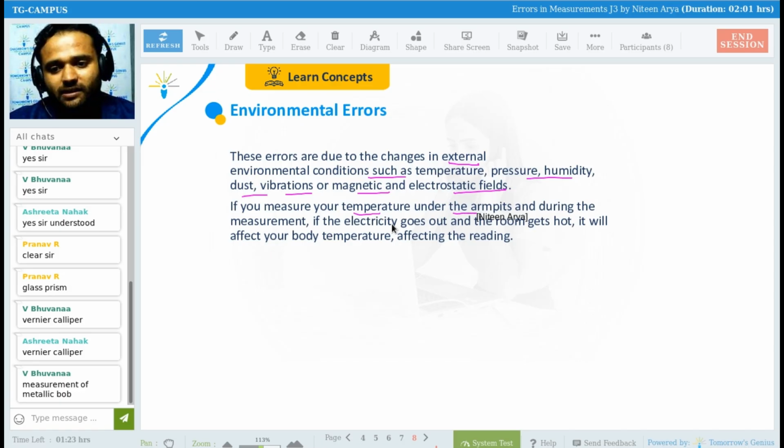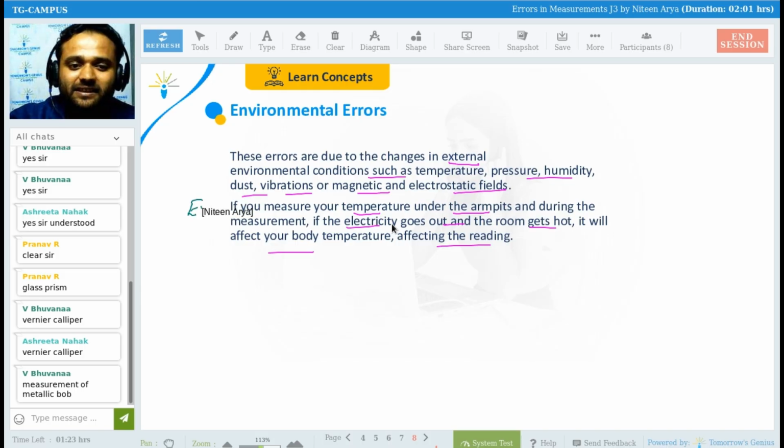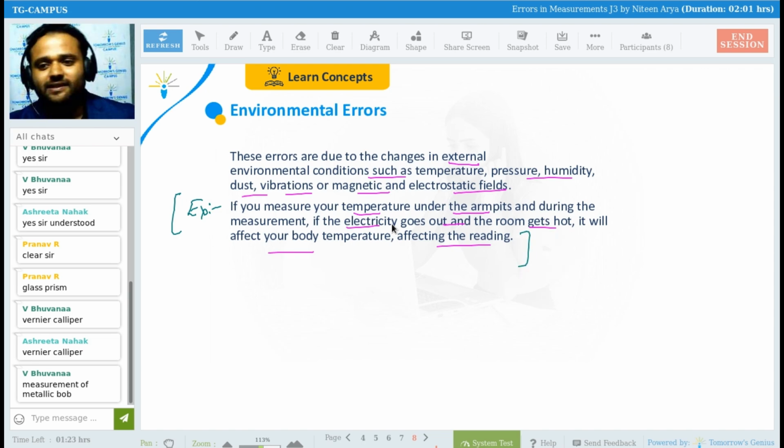If you measure your temperature under the armpits and during the measurement the electricity goes out and the room gets hot, it will affect your body temperature and the reading. Wow, the best example I can get. Nice. Obviously, on a hot summer day, if anyone is trying to observe the temperature and suddenly there is a power cut and you don't have any fan or AC in your room, obviously your temperature is going to rise. Clear?